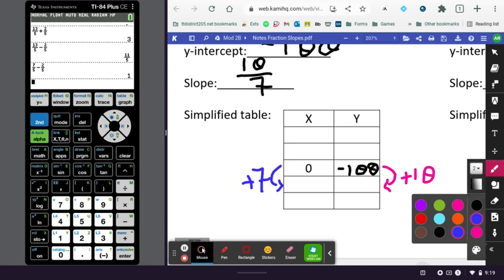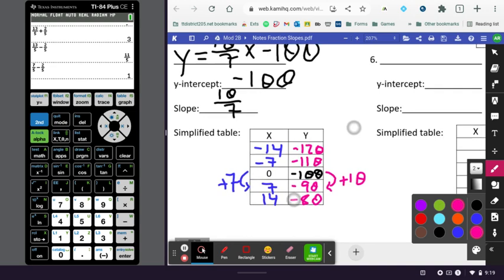So let's start with our x's. So 0 plus 7 is 7. 7 plus 7 is 14. Going backwards gives us a negative 7 and a negative 14. Negative 100 plus 10 is a negative 90. Negative 90 plus 10 is a negative 80. Above the negative 100 is a negative 110. Above the negative 110 is a negative 120. And there you go. Okay, again, the number up top of the fraction for a slope is your y's. The number on the bottom is the math for your x's.